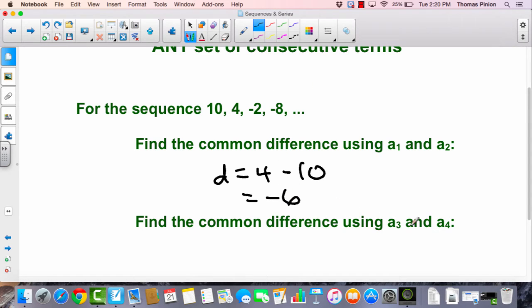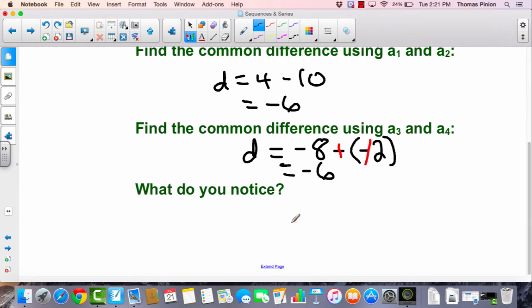Now, let's find the common difference using a sub 3 and a sub 4. So let's take a sub 4 minus a sub 3, which is negative 2. Now do remember, when you subtract a negative, you're really adding the positive, okay? So now, negative 8 plus 2 is going to be negative 6.